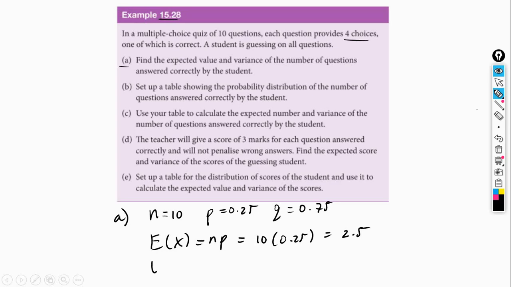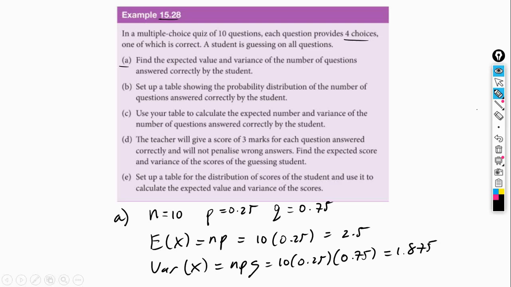And then the variance of x is going to be n times p times q, which is 10 times 0.25 times 0.75, and this is 1.875.